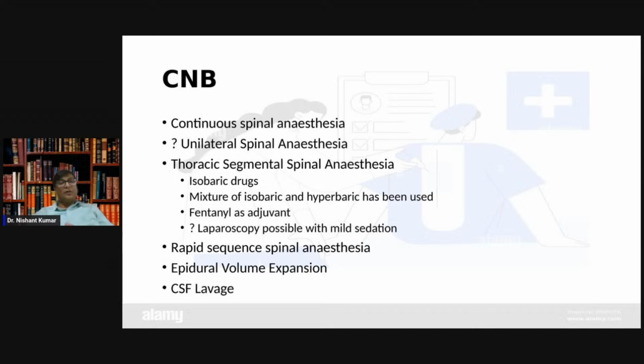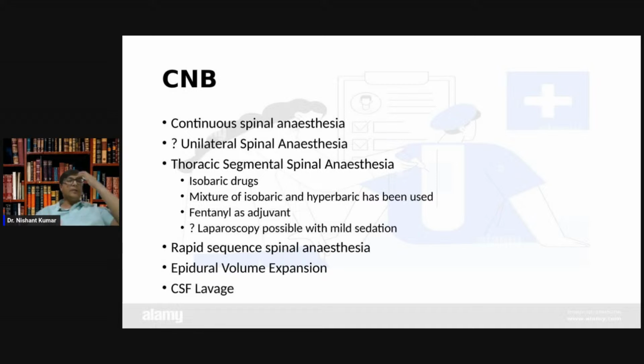Now, when we talk of central neuraxial blocks, unilateral spinal anesthesia we have been trying, and continuous spinal anesthesia. I've already talked about the newer catheters which are available, and the latest fad, thoracic segmental spinal anesthesia. So I don't know. Evidence is still evolving, but then everyone wants to try that. We'll have to wait and see. Rapid sequence spinal anesthesia is not very new, basically in obstetric cases wherein you take aseptic precautions but don't waste time. Then we have the epidural volume expansion for fast increase in block, and CSF lavage.